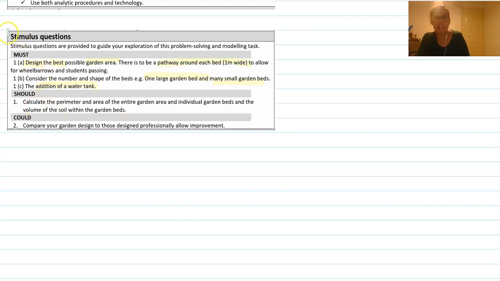This is essentially you solving a problem. It's a very good jump point for establishing a plan. And then compare your design to design professionally to allow for improvement. So that is what we want to be considering when we do this task. How are you getting through this? How would you write a plan from this kind of information of must, should, and could?